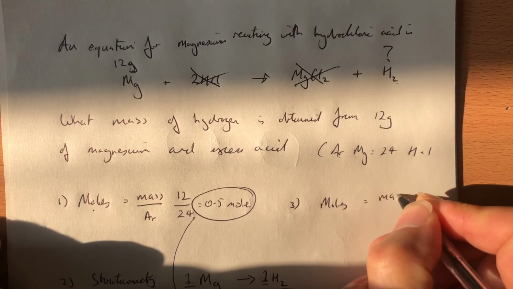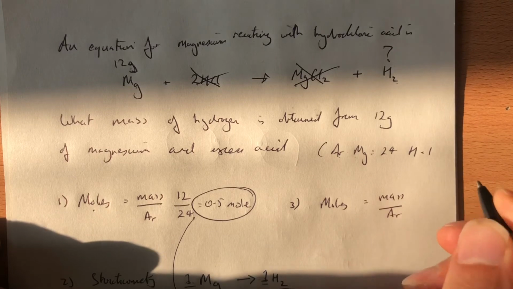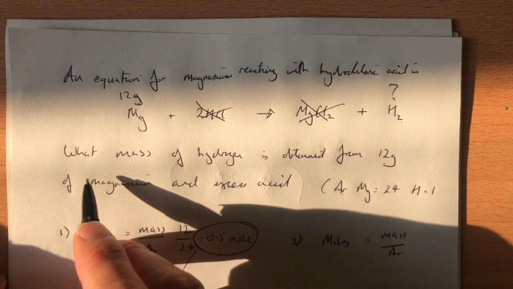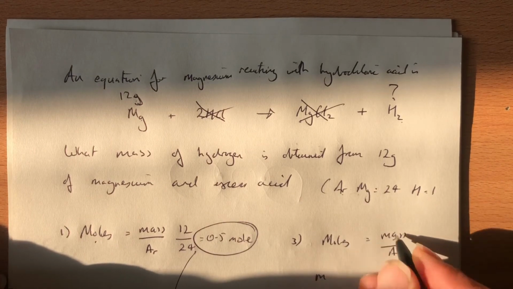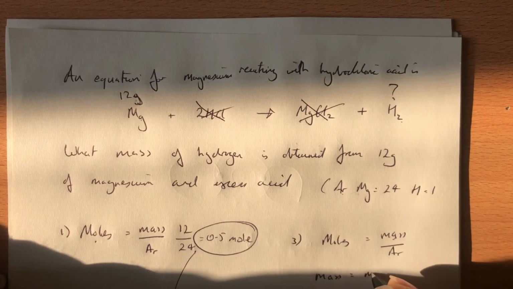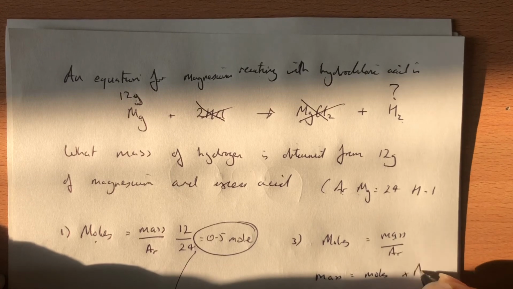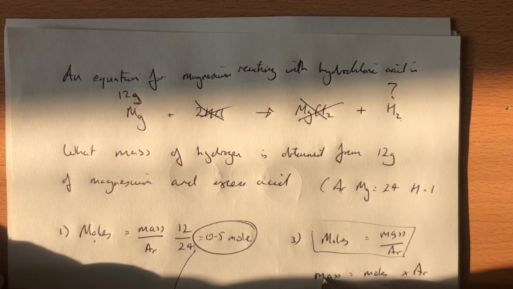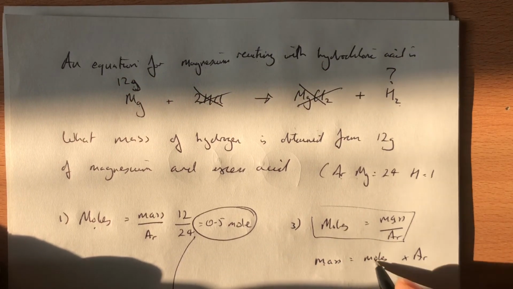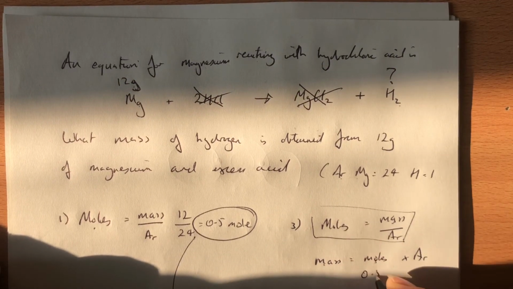Moles equals mass over atomic mass. But what we want to find is what mass of hydrogen. So we need to make mass the subject. So let's rearrange this equation. Mass equals moles times Ar. So I've just rearranged that formula to make mass the subject. Moles, we know, is half, 0.5.